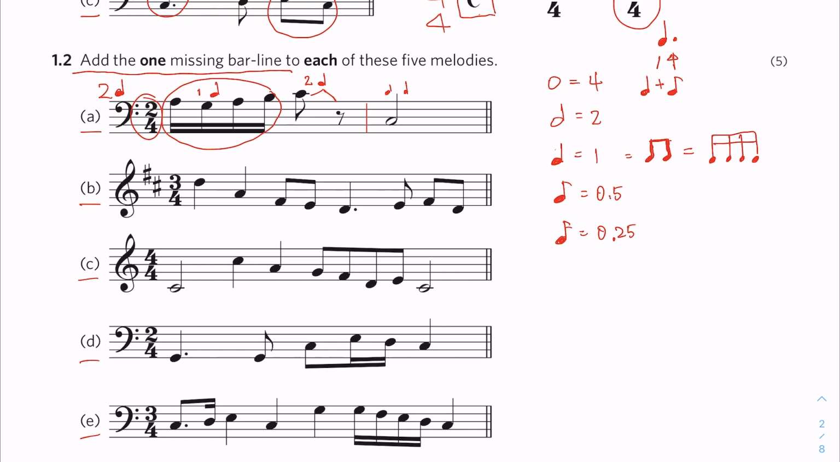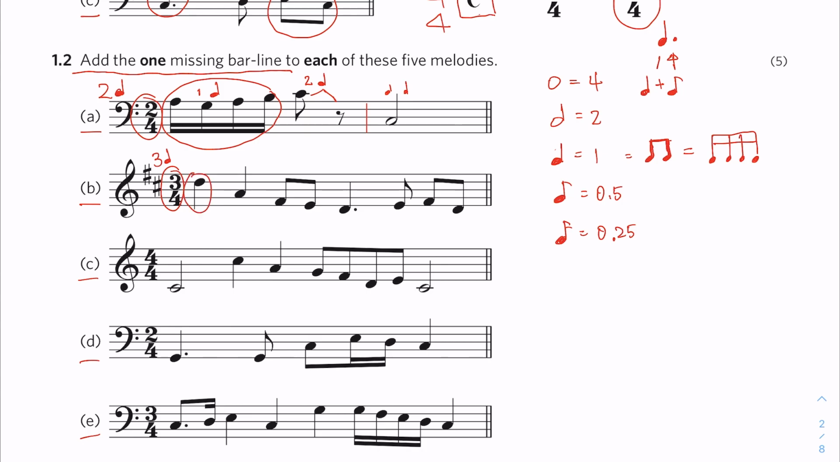So we're done. For question B, we are in 3/4 time this time, meaning 3 crotchets in every bar. So again, we're going to group the notes in crotchets, and after 3 crotchets we're going to draw a bar line.